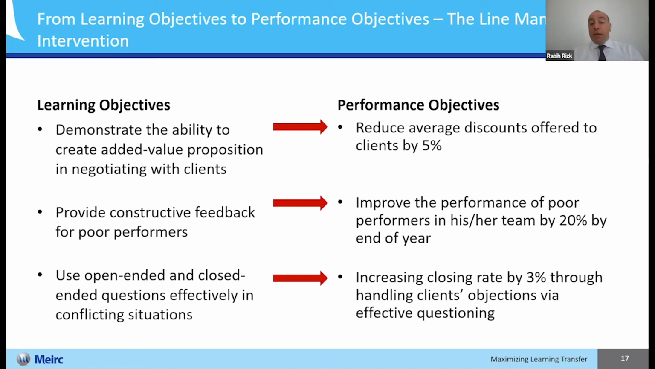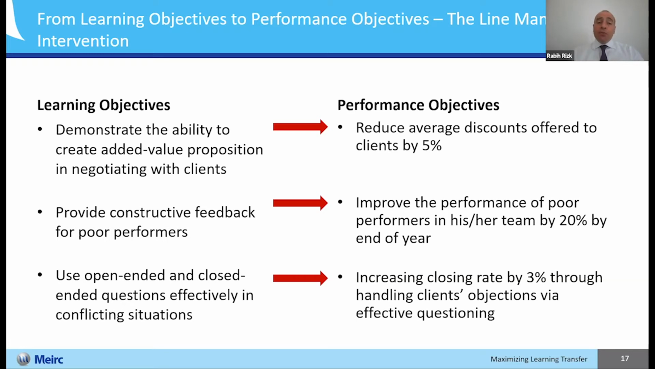Now, this is a learning. This is a skill that they might use. But how should this impact the workplace? This participant needs to be able to reduce the average discounts offered to clients by 5%. So if on average he is offering 15% in discounts for clients, after the training he needs to make sure that the average is 10 instead of 15. And again, as a training manager or a training professional, you cannot do this shift from learning to performance. This is the job of the line manager.